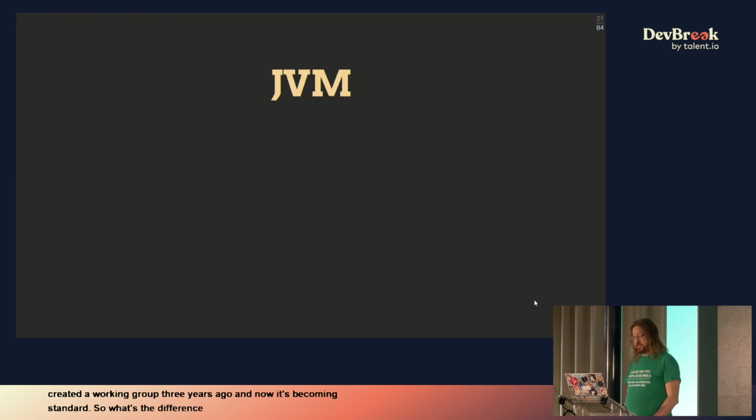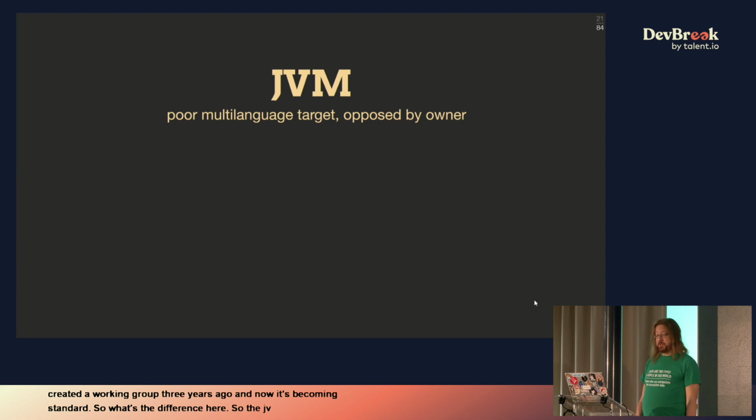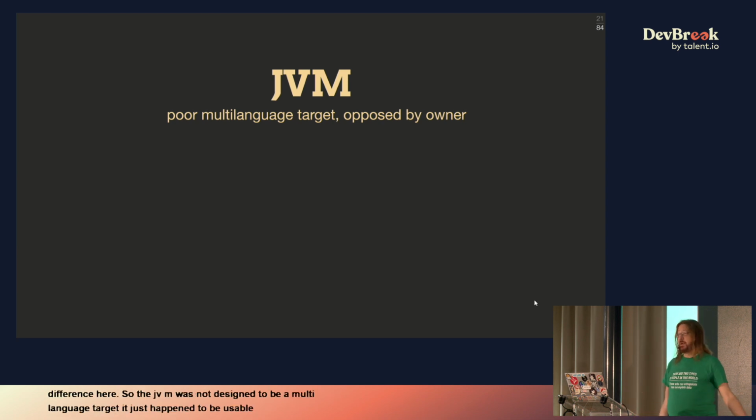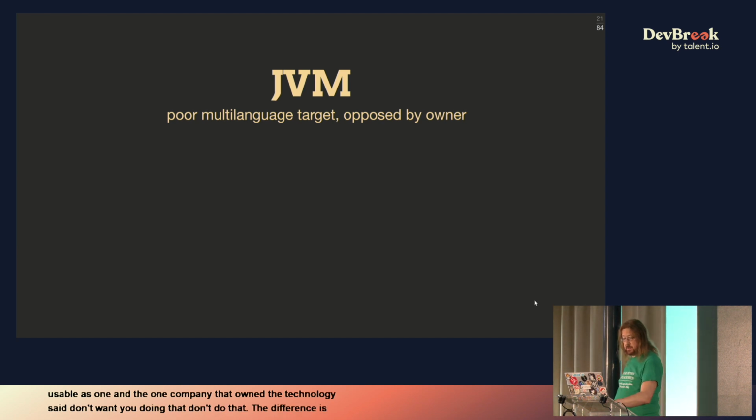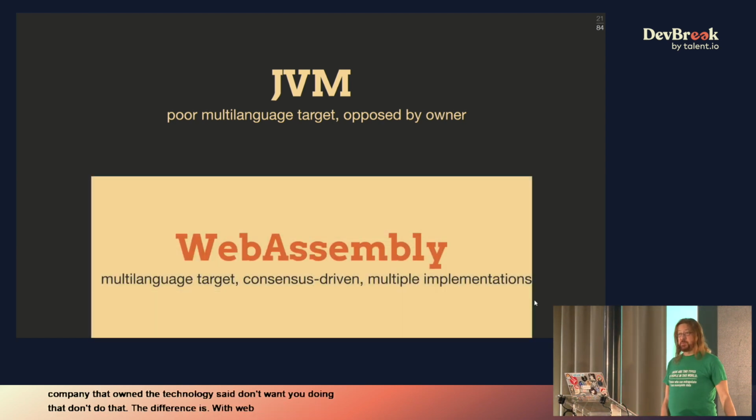So what's the difference here? So the JVM was not designed to be a multi-language target. It just happened to be usable as one. And the one company that owned the technology said, we don't want you doing that. Don't do that. The difference is, with WebAssembly, it's designed specifically to be a multi-language target.